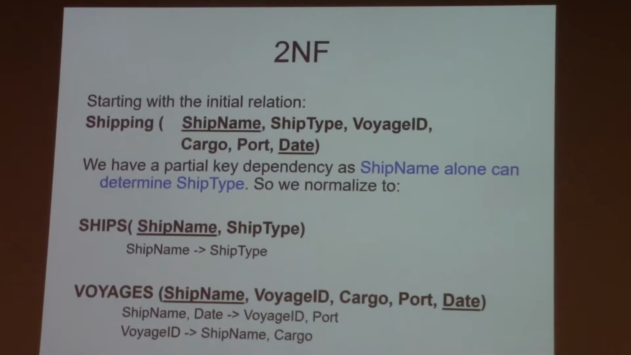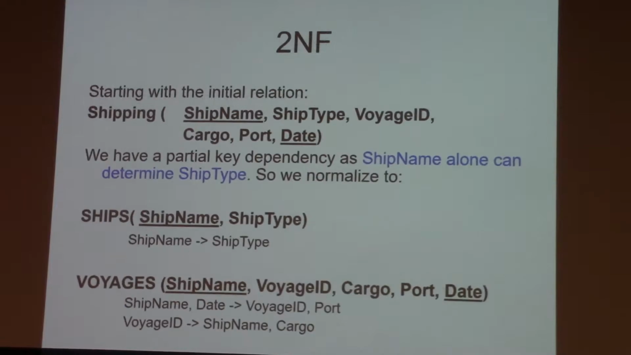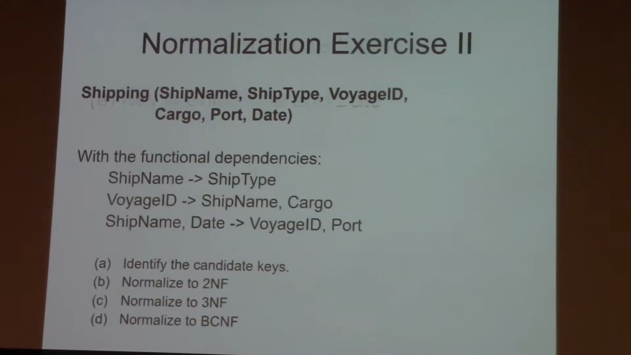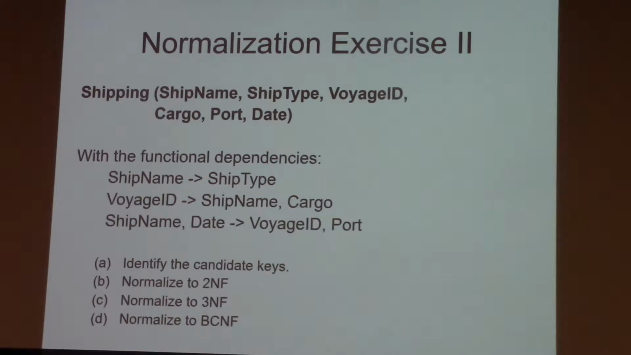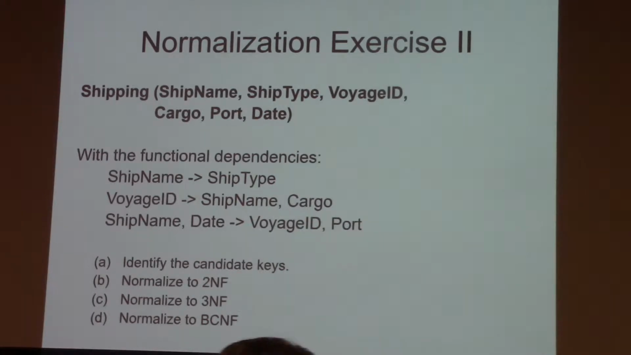So first there is the first normal form. So we decide the ship name and date as the key. It's in first normal form, right? First normal form means the attributes are atomic, so it's automatically in first normal form. What about the second normal form?